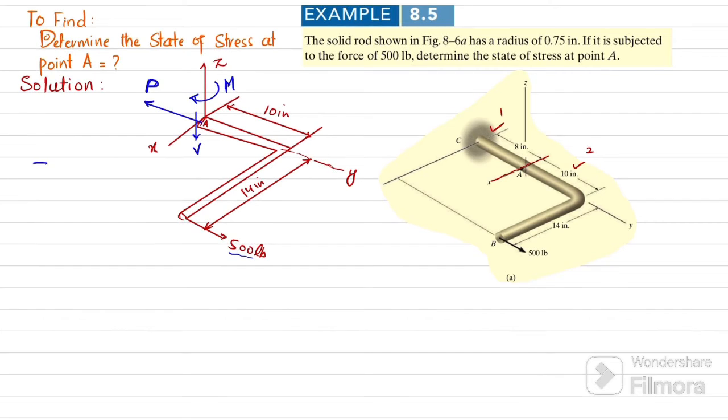So the first equation of equilibrium is that the sum of all forces along X direction must be equal to 0, and force towards this X direction, which is like this, sorry, this is taken as positive.